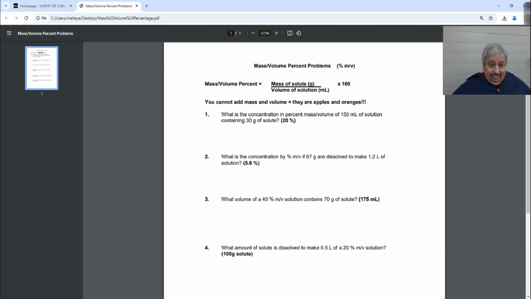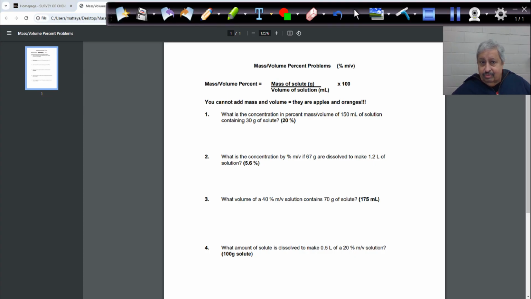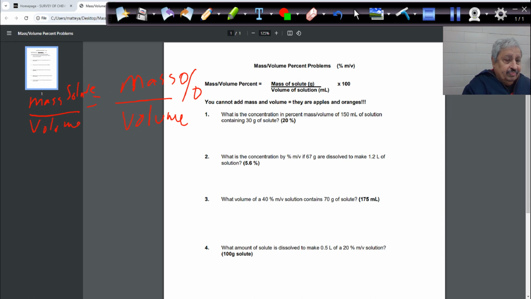This is the first thing we are looking for. Spend some time on those calculations, very important. Mass over volume percent, which is mass of the solute over volume of the solvent, or volume of the solution, multiplied by 100%.